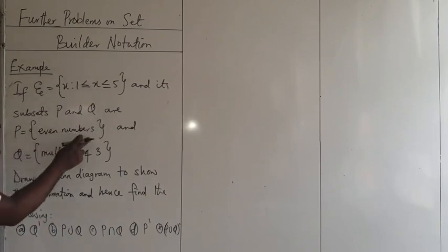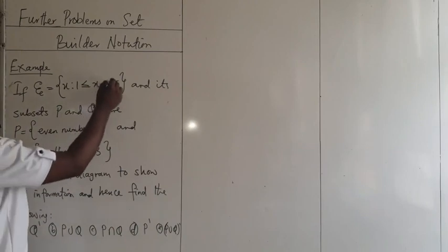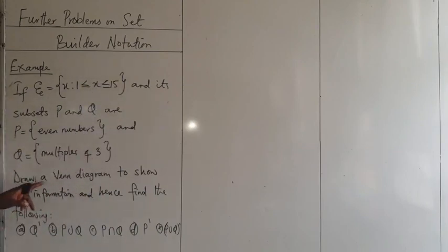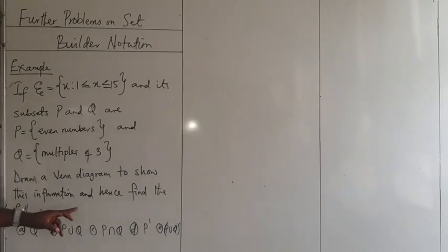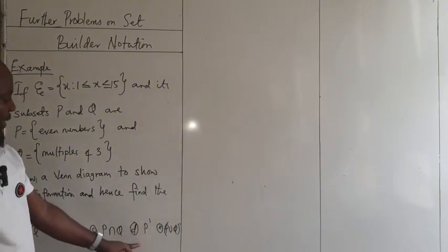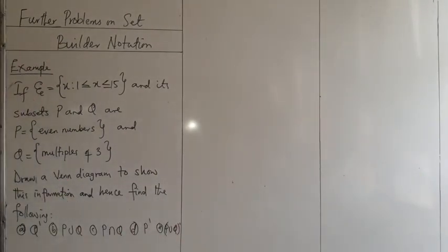P is even numbers, Q is multiples of 3. Am I with you? Multiples of 3. Draw a Venn diagram to show this information, and hence find the following. We want to find P complement, P union Q, P intersection Q, and P union Q complement. Before we do anything, let's interpret this set builder notation first.